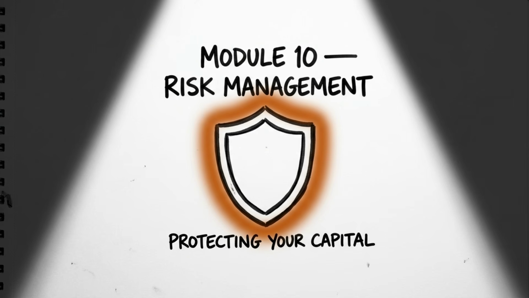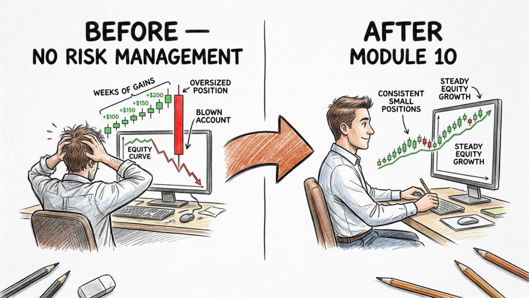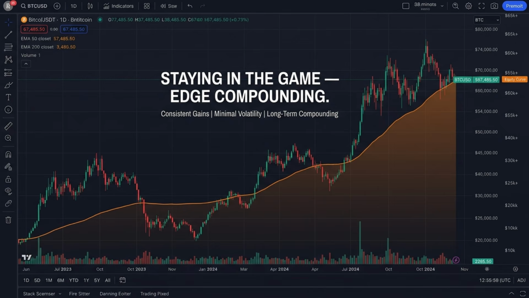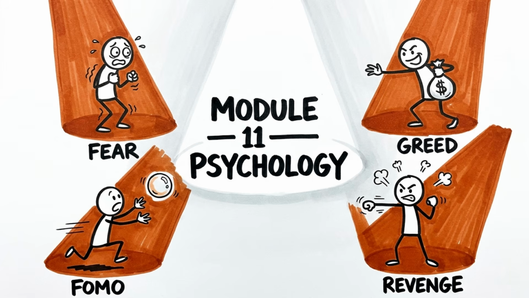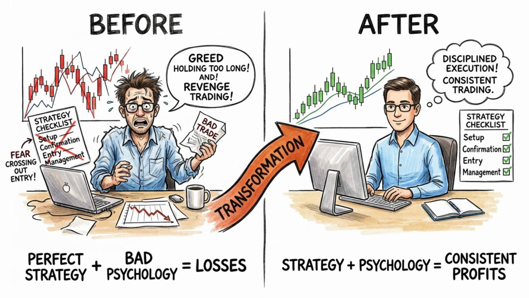Then Module 10, risk and trade management. Position sizing, the 1% rule, stop-loss placement, take profit strategy, moving to break-even, risk-reward calculation, the system that keeps you in the game long enough for your edge to compound. Then Module 11, Psychology. Fear, greed, FOMO, revenge trading, the discipline gap, how to build a trading journal, the mental game that no strategy can replace.